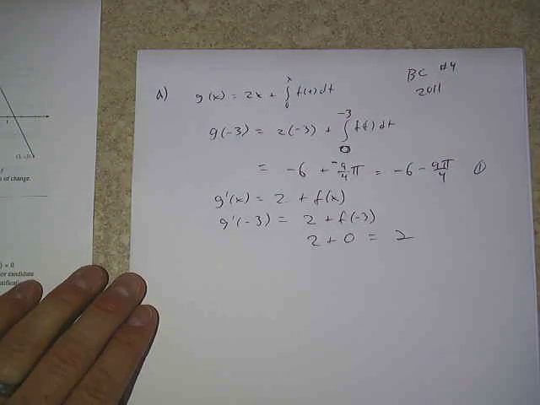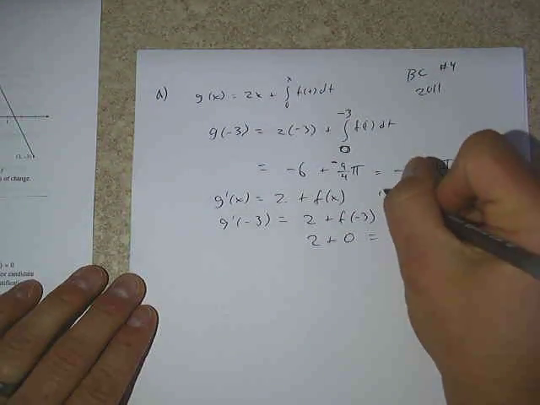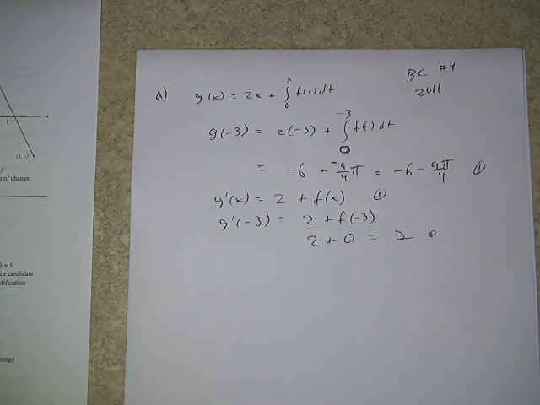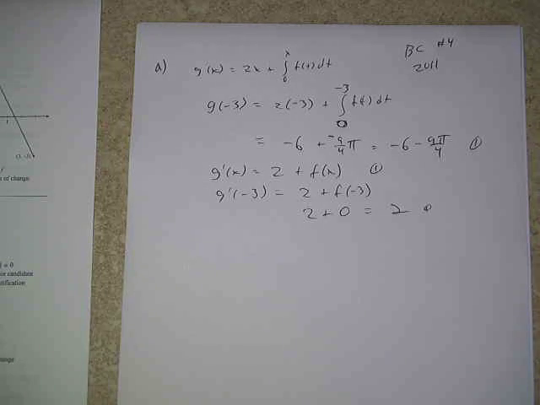So if I put negative 3 into both sides, if you will, I need 2 plus f of negative 3. Well, we can see f of negative 3 right in the picture. f of negative 3 is 0, so therefore we'll get 2. So 2 points for that part. You got 1 here for finding the derivative of g, and 1 point for finding the derivative of g at negative 3.